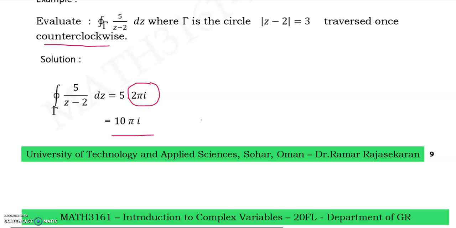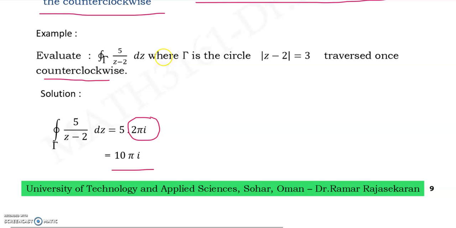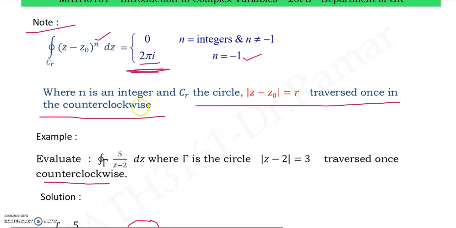Here one more clue: where gamma is the circle mod z minus 2 equal to 3, traversed once, so I am writing 2 pi i. For the same question, suppose gamma is the circle mod z minus 2 equal to 3, traversed twice, which means you have to multiply by 2. If traversed 3 times counterclockwise, you multiply by 3. That's it. So this is the use of this result.